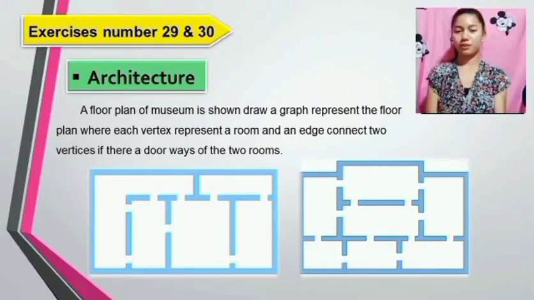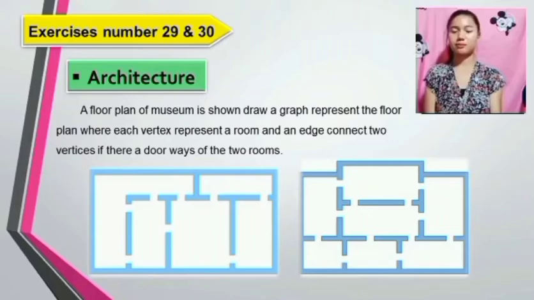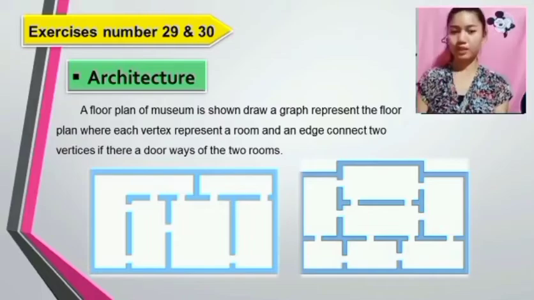A floor plan of a museum is shown. Draw a graph to represent the floor plan, where each vertex represents a room, and an edge connects two vertices if there is a doorway between the two rooms.